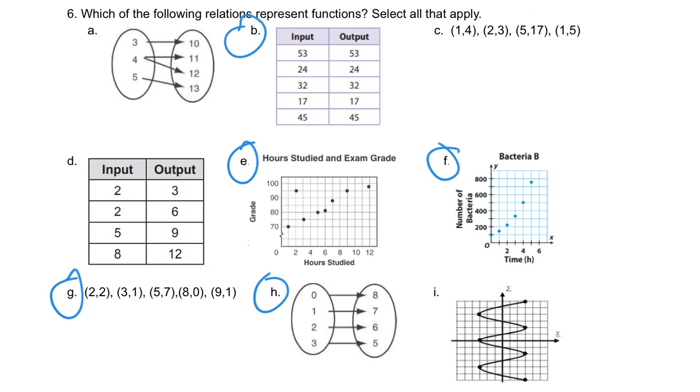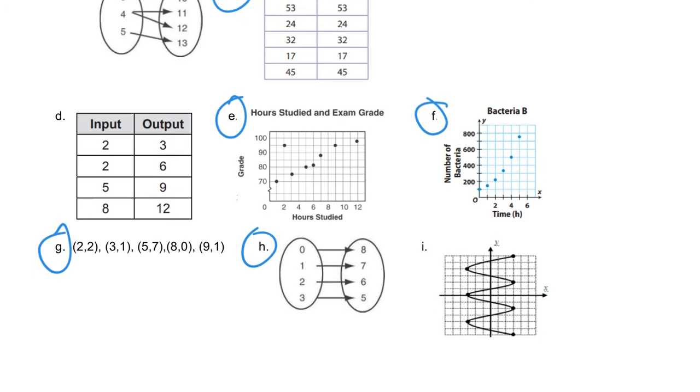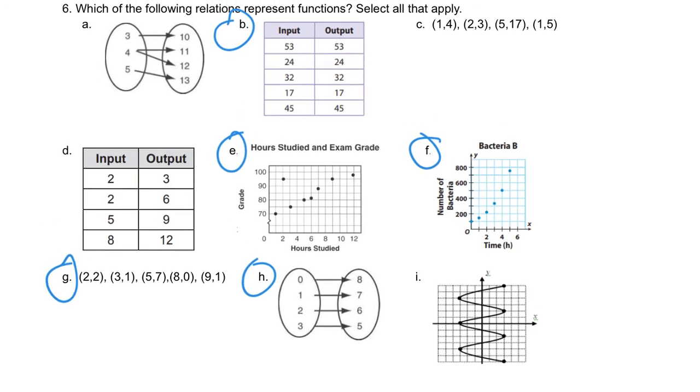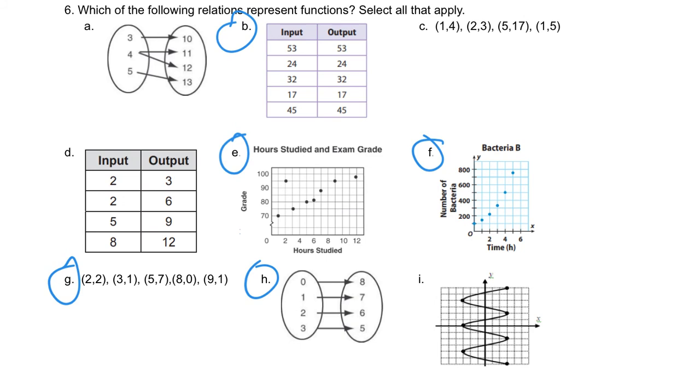I was just thinking of something, but anyway. So here, vertical line test. I have an input and I have more than one output on that vertical line, so that's not it either. So that is it.